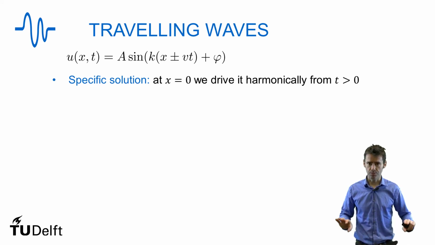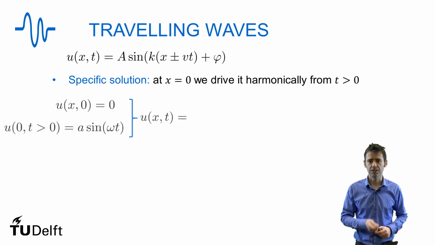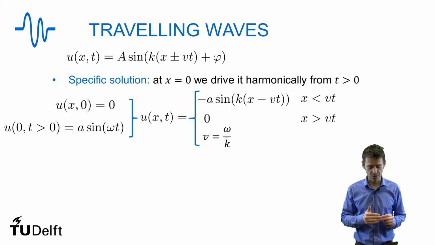Okay, let's consider now a special example of this traveling wave. Consider I have a rope, and at x equals 0 I start to drive the rope with a harmonic oscillation. So u of x equals 0, for times larger than 0, is equal to small a sine omega t. So I start to drive it. Now what is the solution? When I start to drive it, this wave oscillation in space starts to propagate through the rope, and for x smaller than v times t, the distance that the wave has traveled, I get the solution minus a sine of k times x minus vt, and for larger distances, the rope is still at rest.